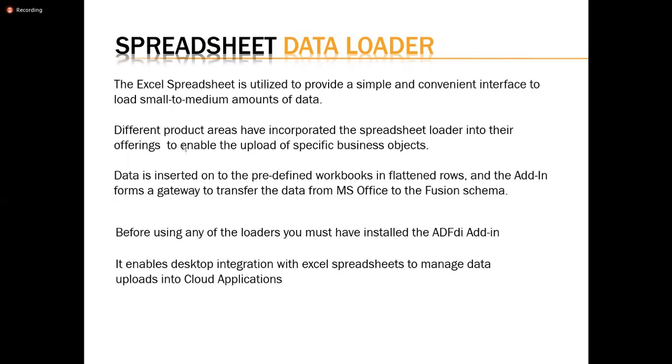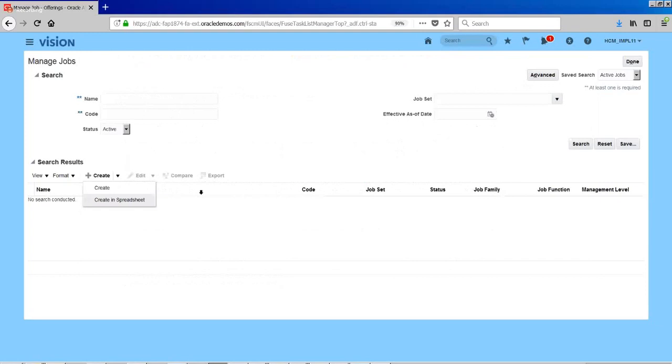Okay, and different product areas have incorporated the spreadsheet data loader into their offerings to enable the upload of specific business objects. As I was saying, different product areas, not every product area and every business object has this spreadsheet. Okay, so jobs has the spreadsheet, and another business object may not have a spreadsheet. So Oracle has enabled spreadsheets only on some offerings and only on some product areas.